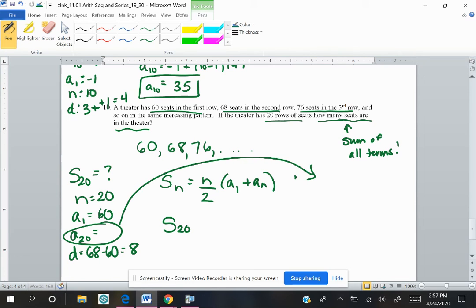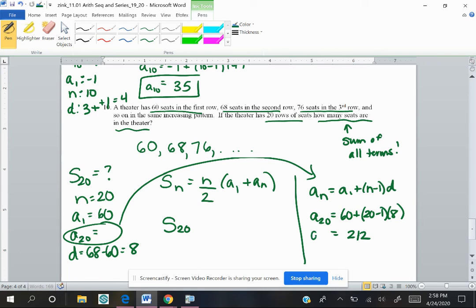To do that, we need our term formula, which is given on our reference sheet, and we're looking for a sub 20. Our first term stays the same at 60. N is still 20, and d we said would be 8. You can type that right into your calculator. You get 212. Now I have everything I need for my sum.